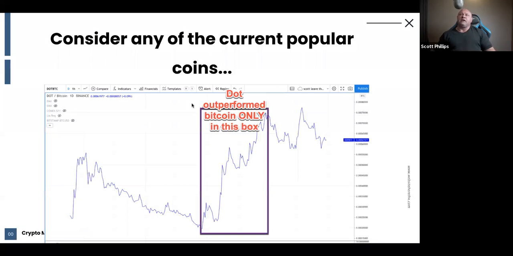So let's look at some of the more popular current coins, the ones that everyone loves right now. And I think if I polled around, Polkadot would probably be in the top rank of most people's opinions. And this is a chart of Polkadot since it was released. So it briefly went up when it was launched. It lost money against Bitcoin for most of its life, drastically outperformed Bitcoin for 2 months, just 2 months out of its whole life, and it's done nothing since then.